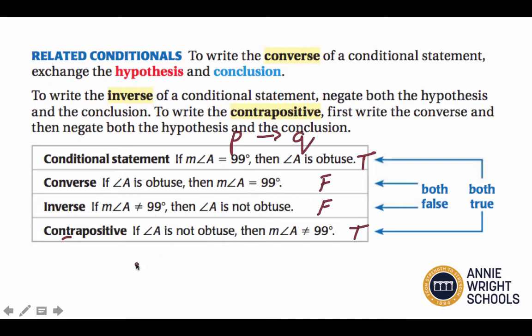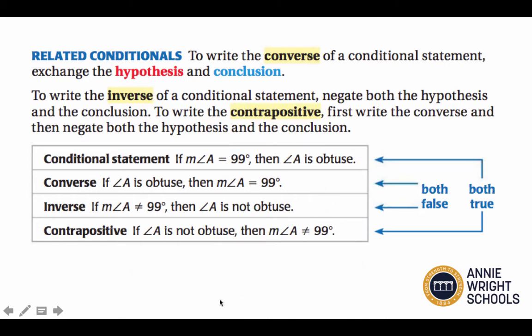The converse, if Q, then P. The inverse, not P means not Q. So I introduced some notation here. The arrow is an if-then. This little tilde is a not, a negation. And then the contrapositive, not Q implies not P.